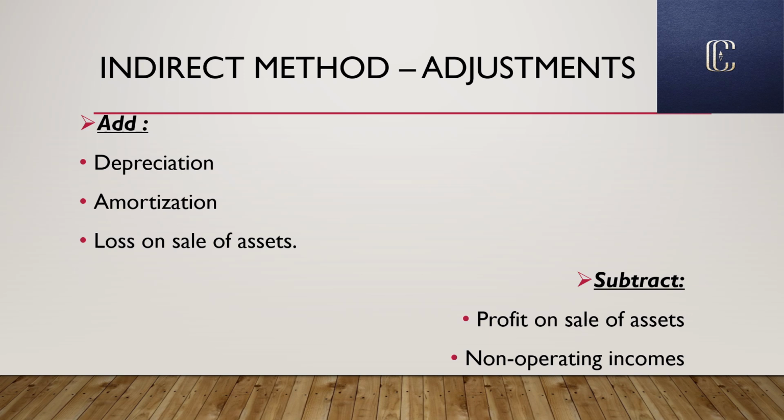The final understanding related to the indirect method is: accounting profit leads to actual operating cash flow by adding back non-cash expenses and removing non-operating gains.